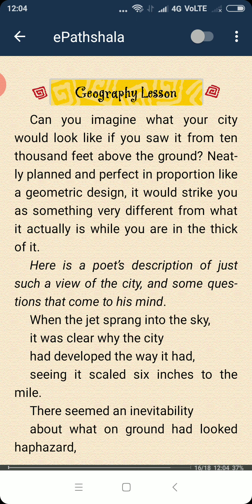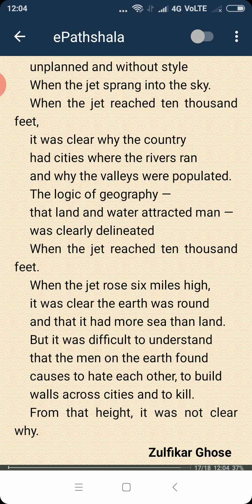Now, let's continue. There seemed an inevitability about what on ground looked haphazard, unplanned, and without style when the jet sprang into the sky. So when the jet sprang into the sky, what looked haphazard, unplanned, without style has all got a meaning. So from a height, the look is different. How you know your city, how you know your country, how you know your land is different from how you see it from a certain height.